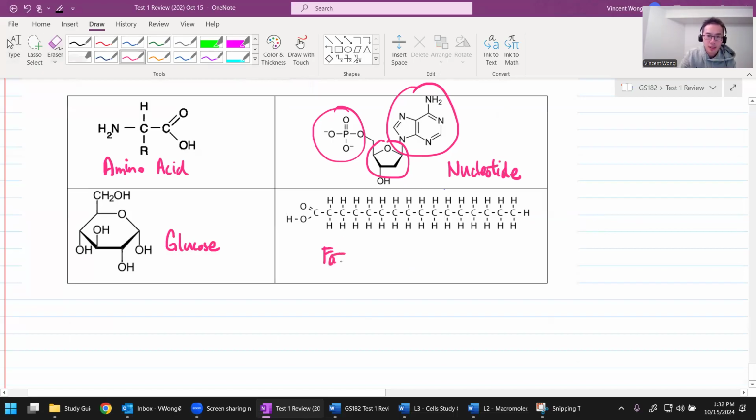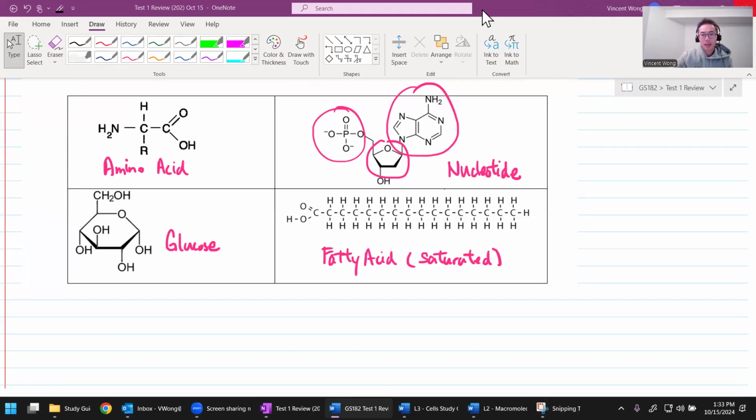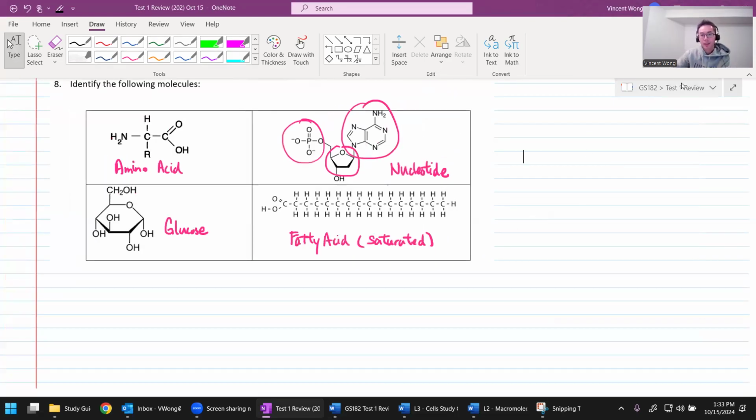Do you think this is saturated or unsaturated? Saturated. And how do you know? It's a single bond. That's right. There are no double bonds, everything is single, so it must be saturated. Very good, very good. Okay, that's it for lecture 2. Of course, you still have to do some more review on your own, but that's that for now.